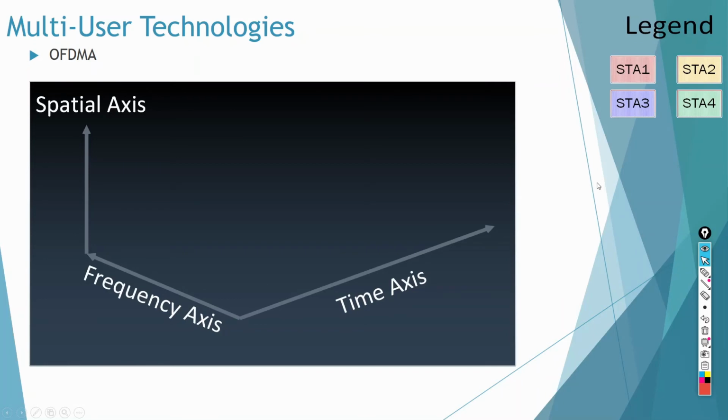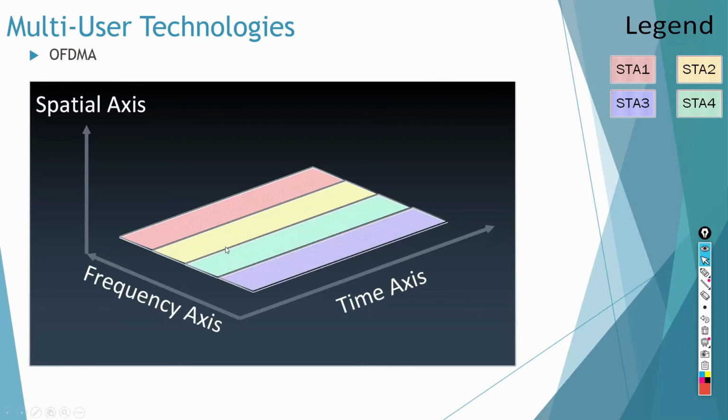So, in OFDMA, let's recall together, OFDMA is a multi-user technology that operates in the frequency domain. So any changes would be expected to be within the frequency axis. Let's just see how the transmission would be, and we can explain. So now I have all users. The AP scheduler will decide which RU is assigned to which user.